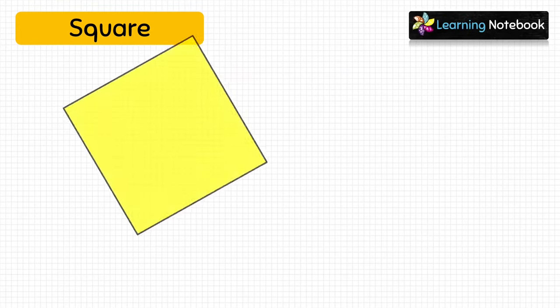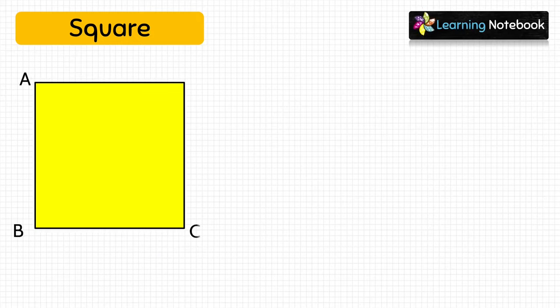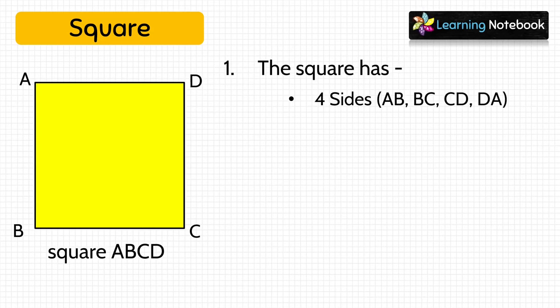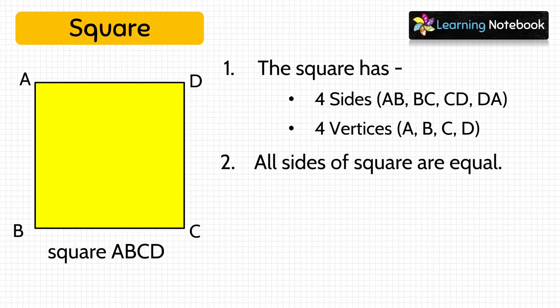Now let's see the next quadrilateral, which is square. A square also has four sides, but all of them are of equal length. So similar to rectangle, a square also has four sides and four vertices. But the important property of square is that all sides of a square are equal. So in this square, AB equal to BC, which is equal to CD and which is equal to DA. So it means all sides of a square are always equal.